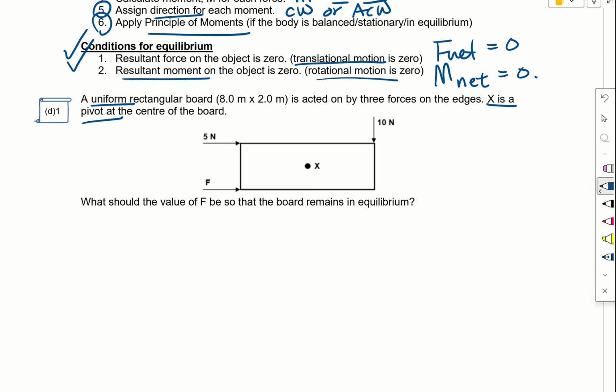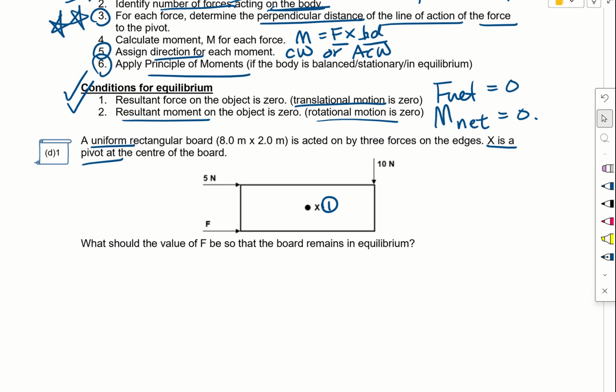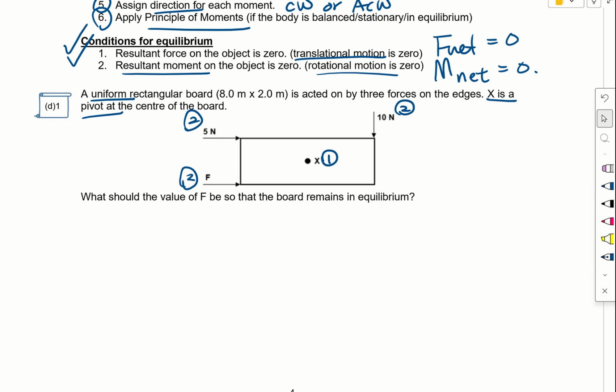Okay, so step 1, this is the pivot, because step 1 is identify where the pivot is. Step 2, I need to know how many forces there are, so I'm going to put my step 2 here. I will actually have 3 forces. Although some students will say there's actually weight also acting on the board, because the pivot is where the weight is acting, there's no perpendicular distance. So just for easy practice here, we'll not consider the weight.